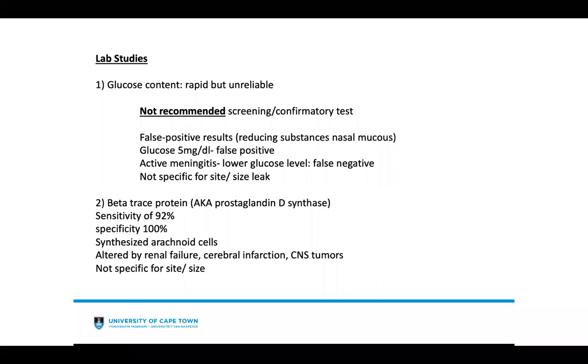It's quick, but it's really unreliable, and it's not recommended for screening or confirmatory tests. It gives you a lot of false positive results. In your nasal mucus, you can have reducing substances, which can give you that false positive result. If your serum glucose levels are very high, it will also give you a false positive result. If you've got active meningitis, your glucose levels might be slightly lower. That'll give you a false negative.